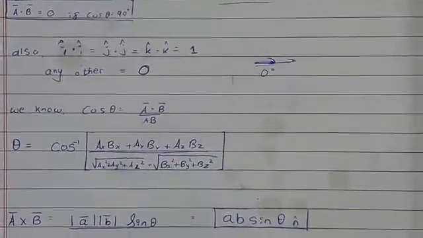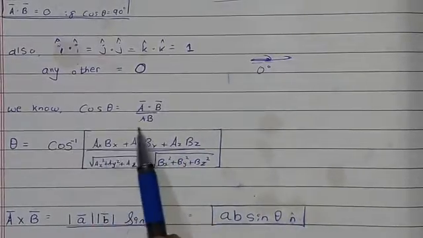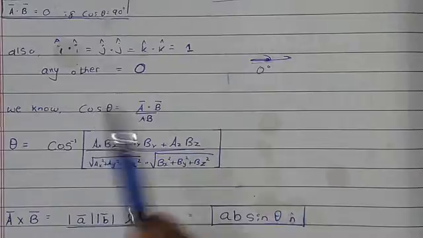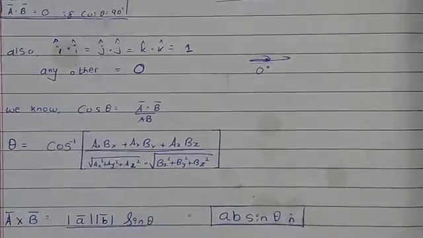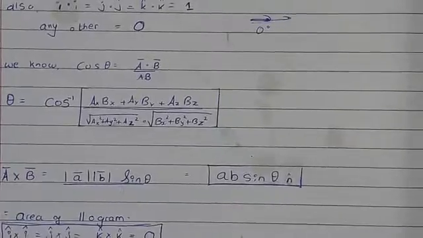And now we know cos of theta. A bar dot B bar is equal to AB cos theta. We can just rearrange to find the angle between the two vectors. And now theta would be the angle between the two vectors.